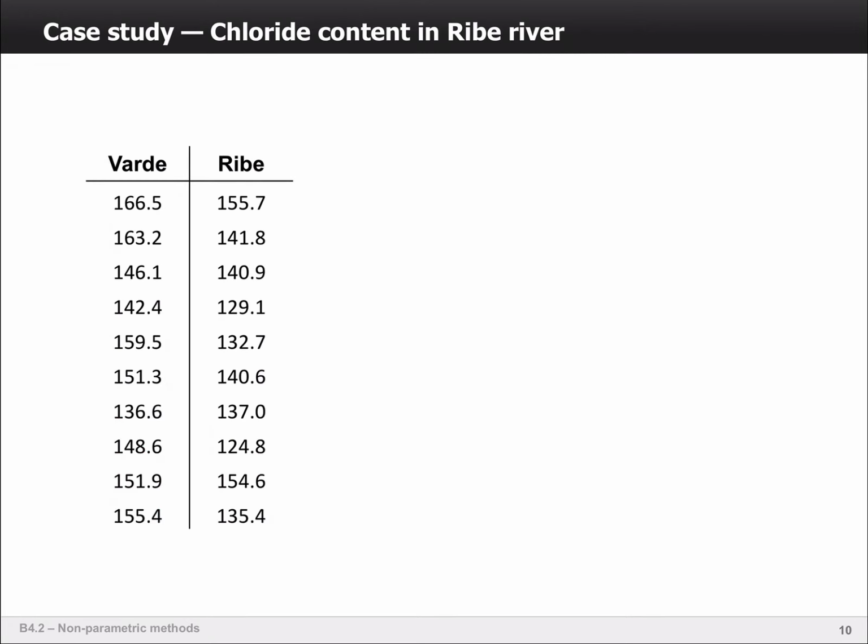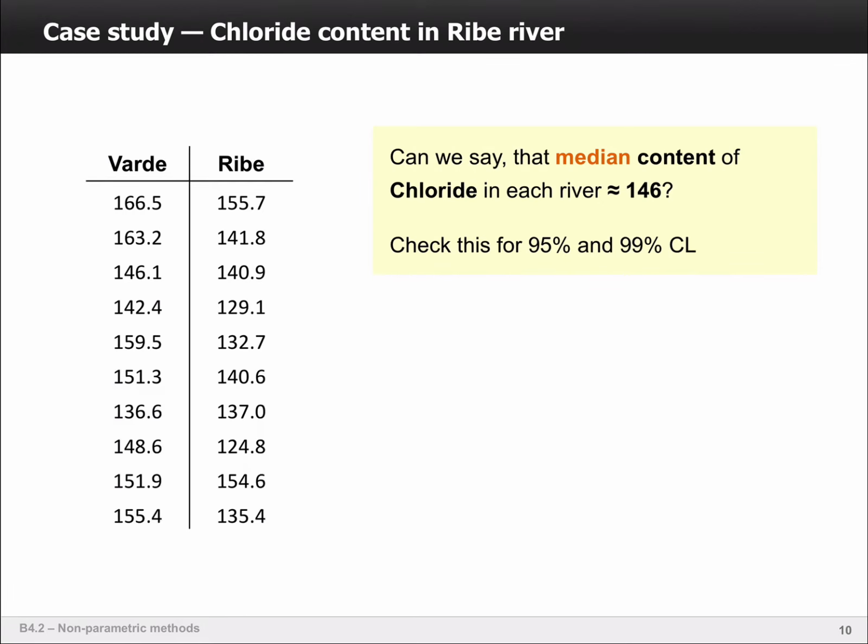So we are going to use the same example as we used for the t-test. It's chloride content in two rivers, Wada and Ribe, and because in this case it's a one sample test, I'm going to use Ribe as an example. And my null hypothesis will be that the median chloride content in the whole river Ribe is 146. I will not discuss the tails because you already know how to calculate this for tails as well, but I'll show you how to do it in R at least for different tails.